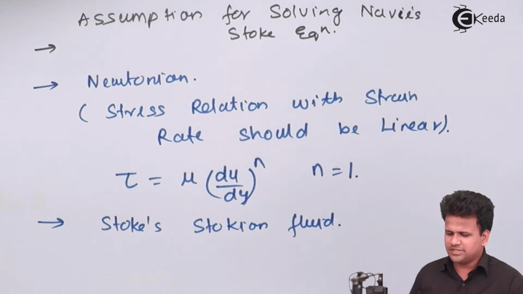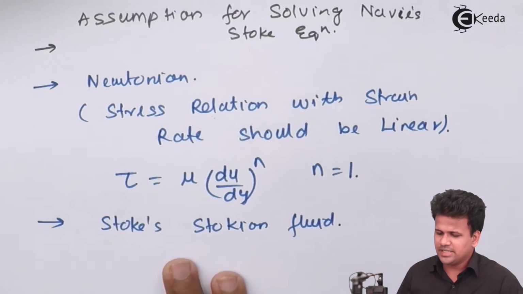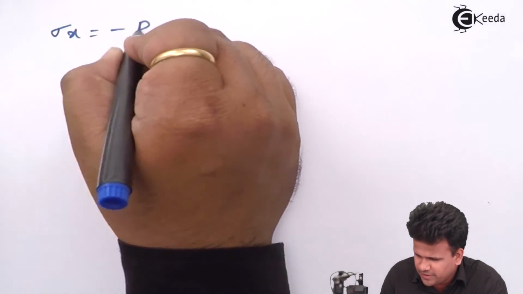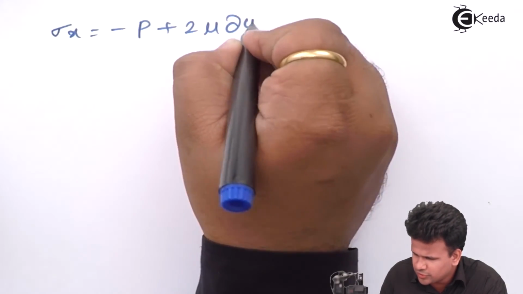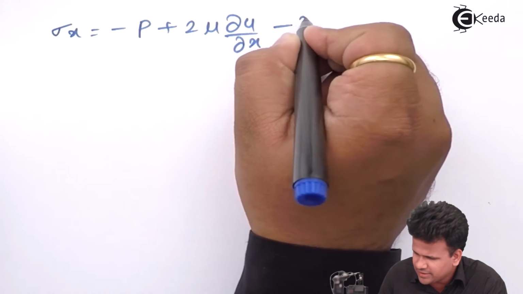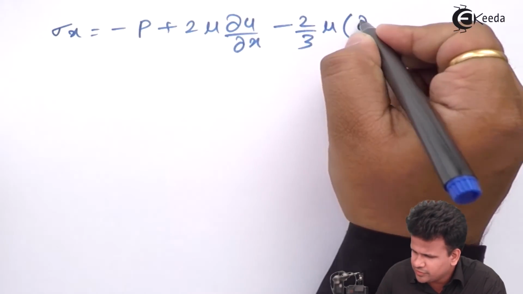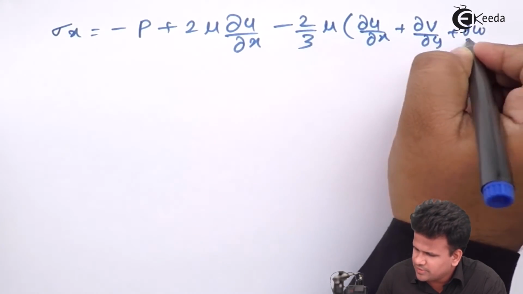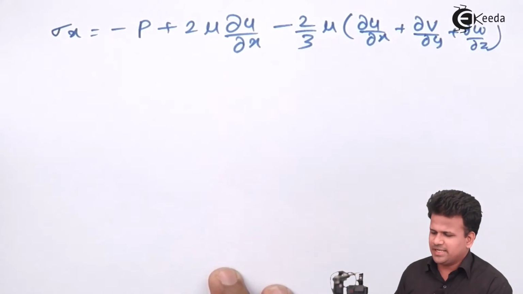And the solution of this equation is directly taken as an assumption. After solving this, we'll get the solution of this equation. How we have got the solution is beyond the scope of our syllabus, but we have to consider the solution. That is, sigma x will give us minus of p plus 2 into mu dou u by dou x minus 2/3 of mu into (dou u by dou x plus dou v by dou y plus dou w by dou z).